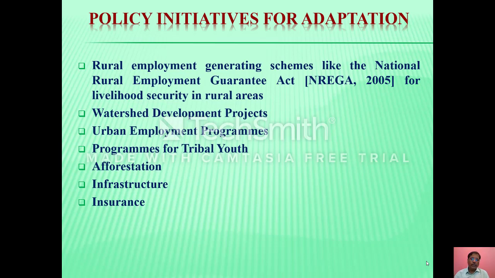Then watershed development projects, urban employment programs, programs for tribal youth, afforestation, infrastructure, and insurance sector strengthening are various policy initiatives which have been designed to improve the adaptation capability of the people in India. Similar projects, with some different kinds of initiatives required for those countries and regions, have been taken in other countries also.